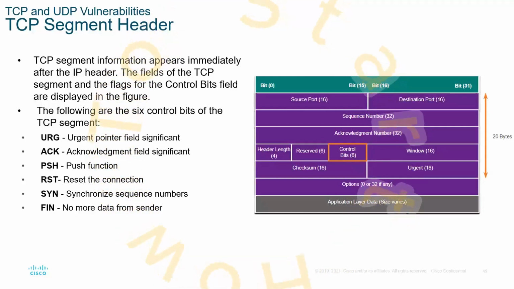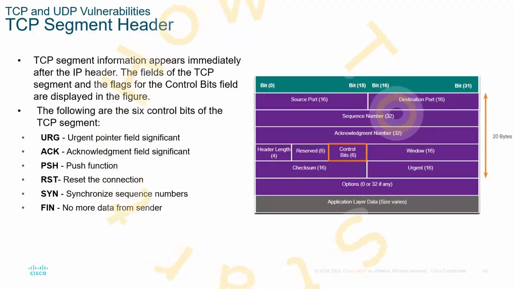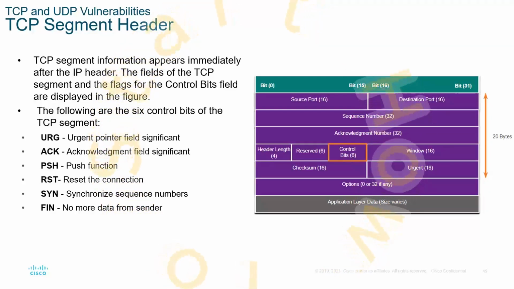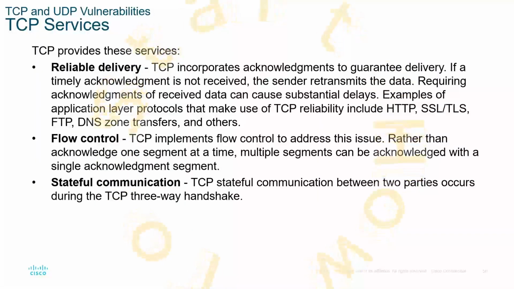Anyways, we're looking at the header, we're looking at the control bits. Are they urgent? Is it an acknowledgement? Is it a push or a reset or a sync or a fin? All of that is controlled in the control bit section. That means we can look at how to manipulate those control bits to determine how this header is going to do things.